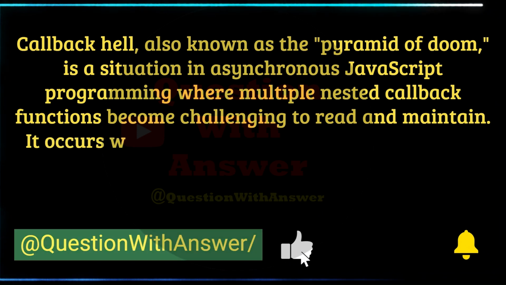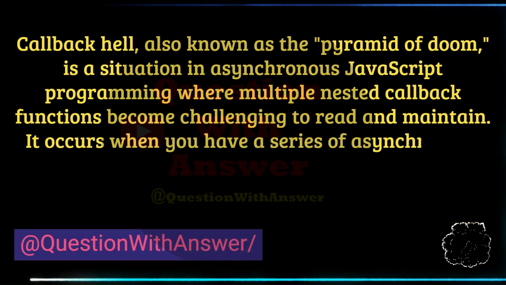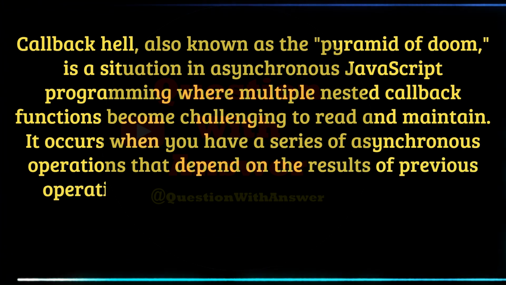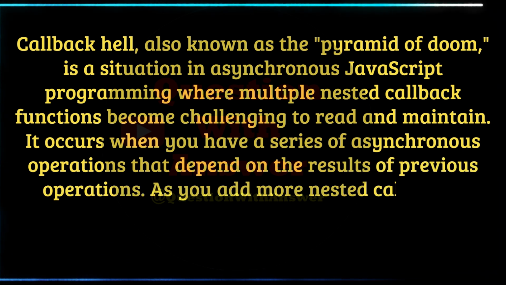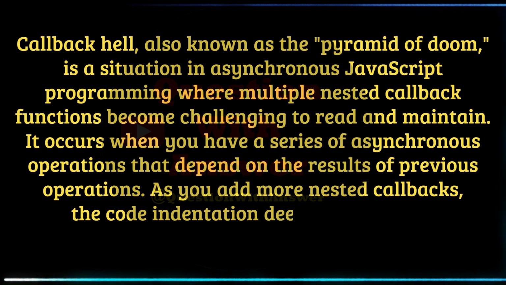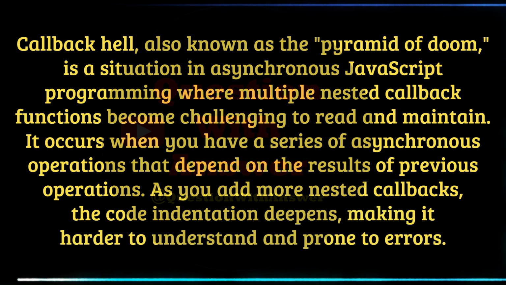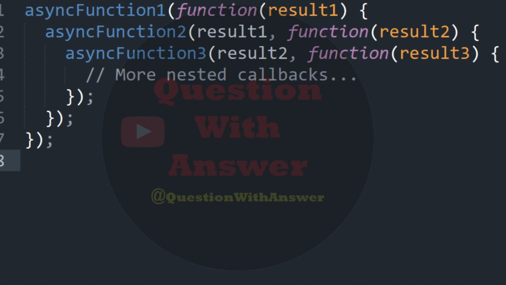It occurs when you have a series of asynchronous operations that depend on the results of previous operations. As you add more nested callbacks, the code indentation deepens, making it harder to understand and prone to errors. Here's an example of callback hell.